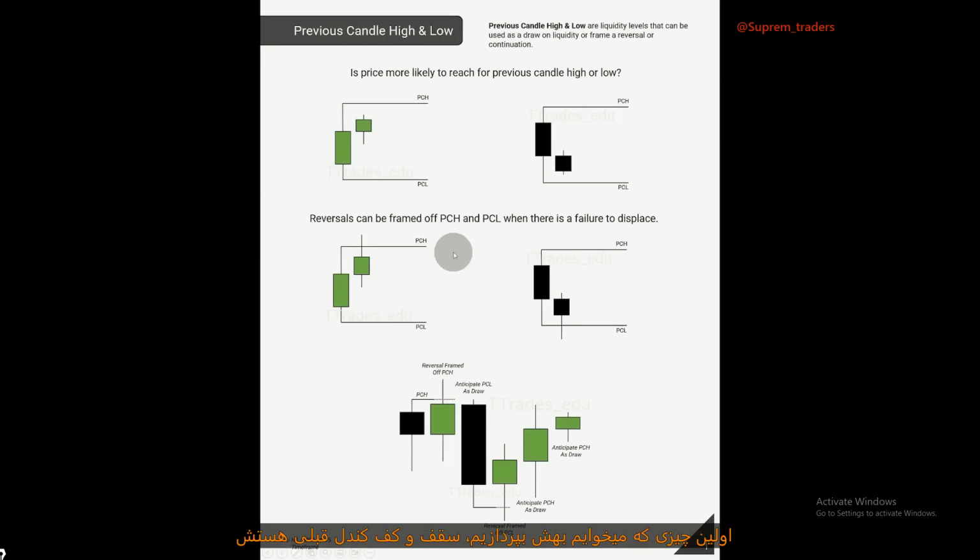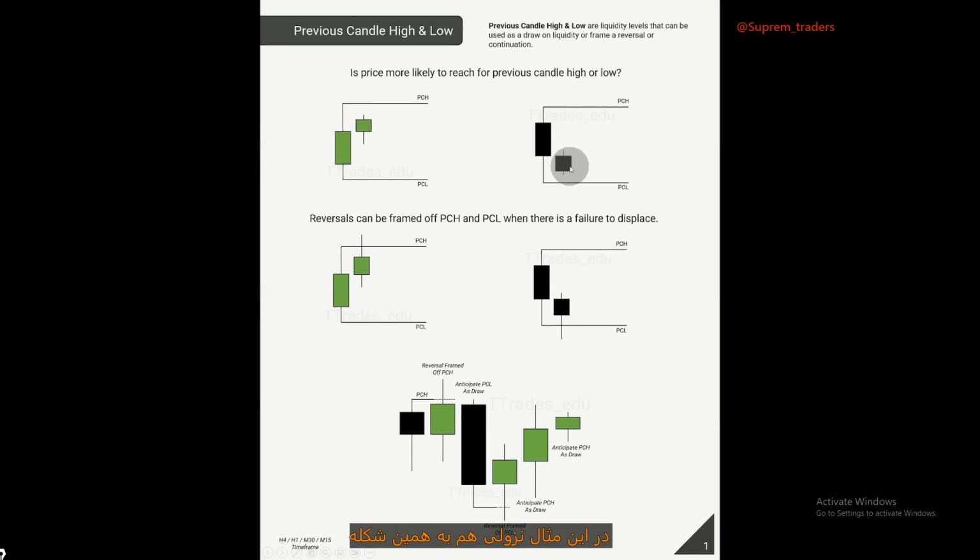The first thing we're going to take a look at is the previous candle's high and low. This can be used to frame a draw on liquidity or a reversal. For example, here, unless price is going to consolidate in this range forever, it is going to have to reach for the previous candle's high or the previous candle's low. Considering price is moving up here, it's more likely to take previous candle's high. So this can be used as a draw on liquidity.